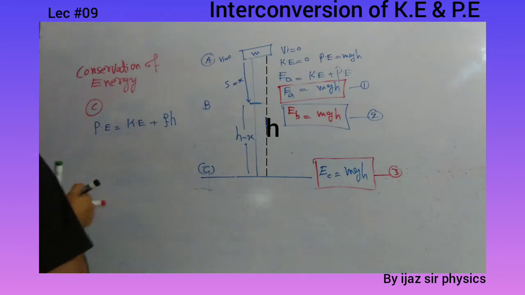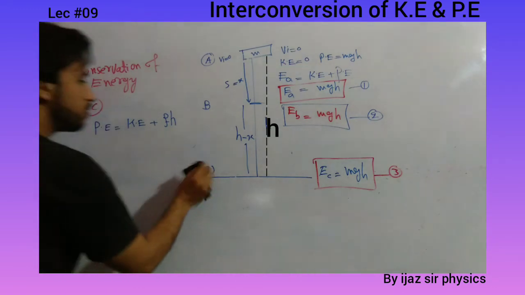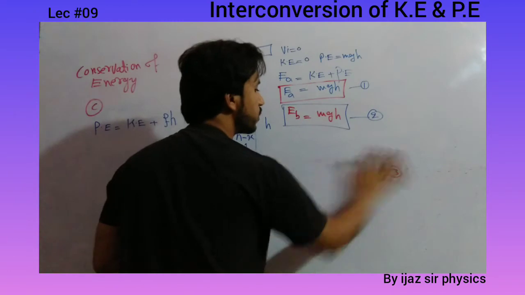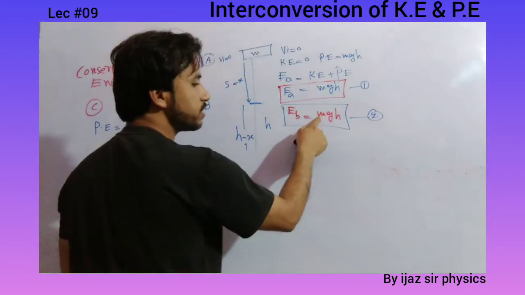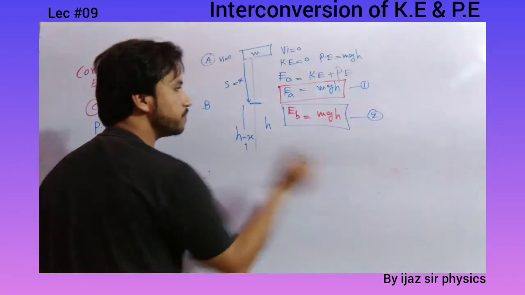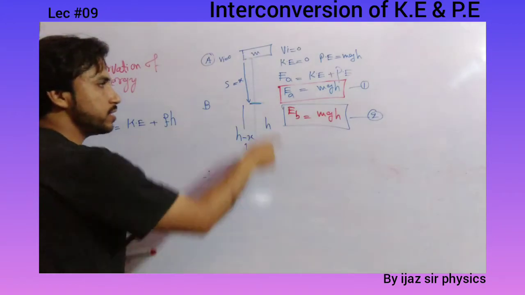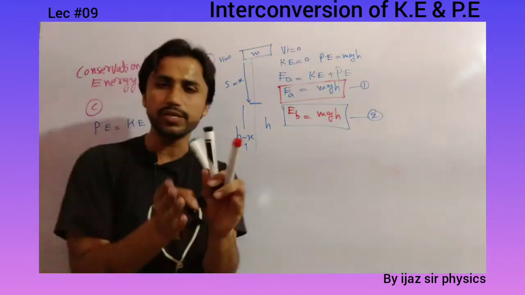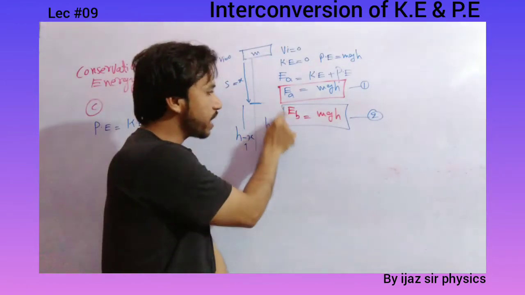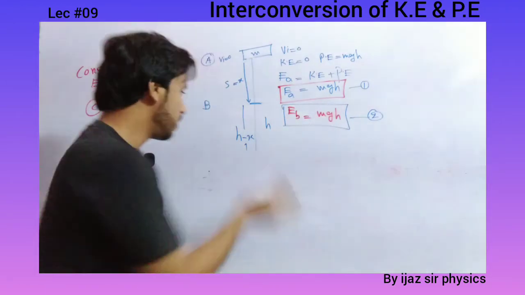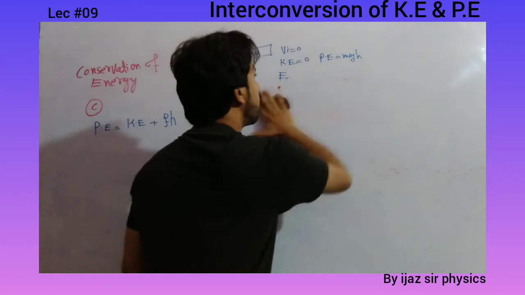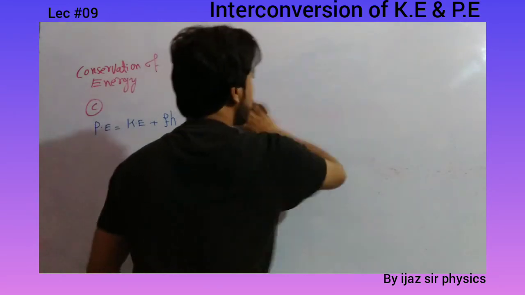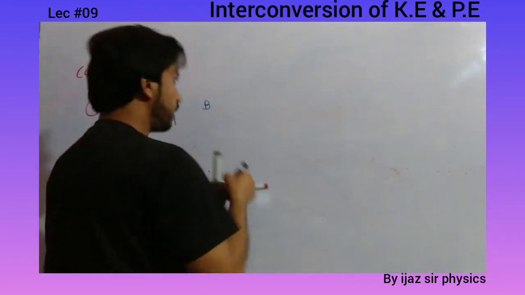Now we discuss another diagram. This one is the same, mgh, and again in the third equation mgh. It means kinetic energy and potential energy are converted into each other, and total energy at point A, point B and point C remains the same.